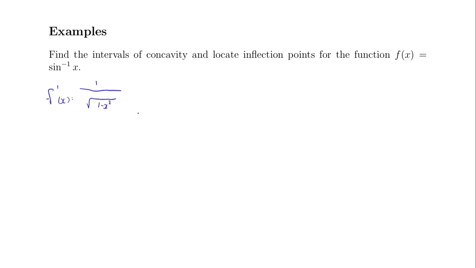Remember, that's our derivative of inverse sine. But anyways, you go ahead and find the second derivative. You're going to have to use the chain rule. I'll give you a hint. Write it this way: 1 minus x squared to the -1/2. That might be helpful. Find your second derivative.